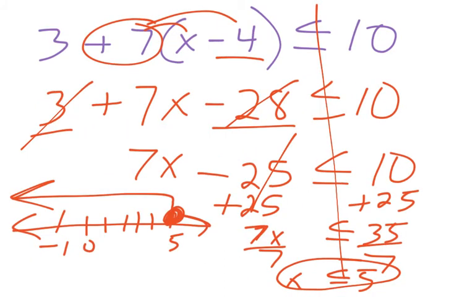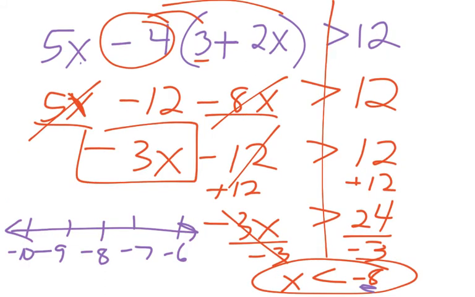So you can do that. So I put an open circle on negative 8, and I want numbers x is less than negative 8, so numbers less than negative 8 would be this way, to the left, okay?